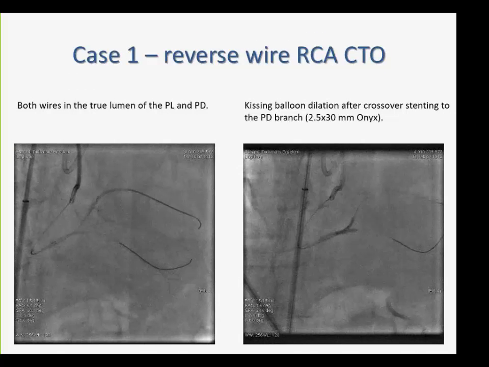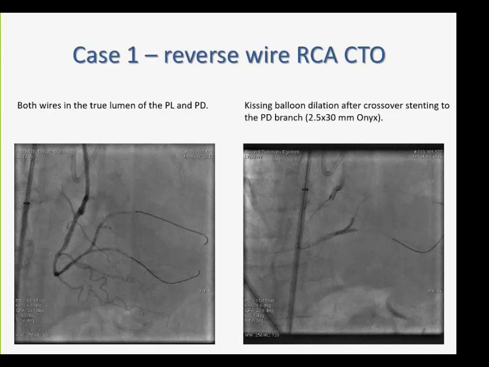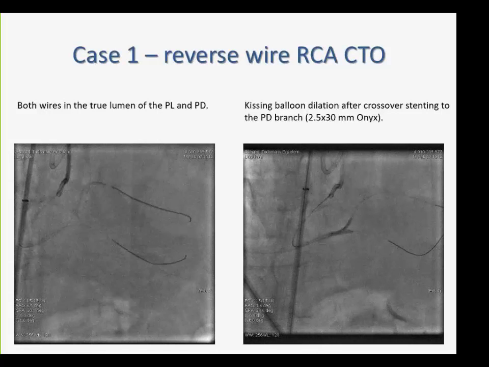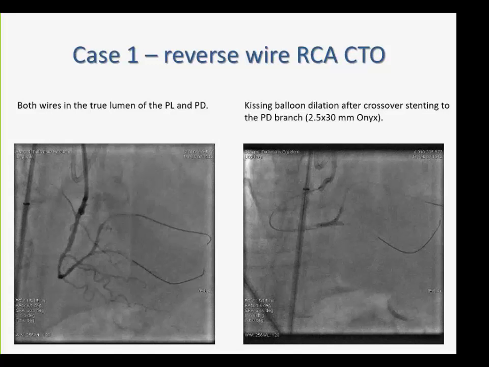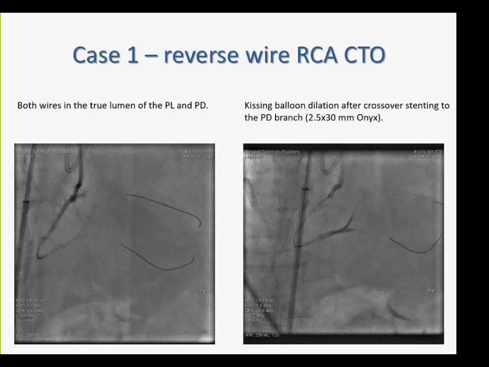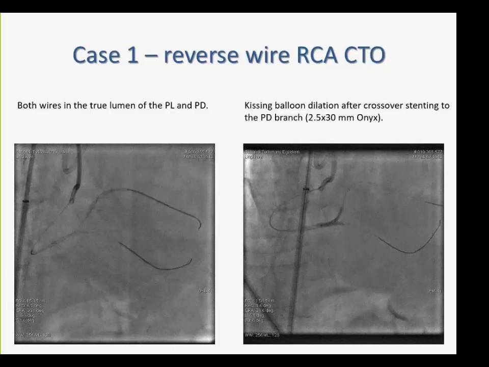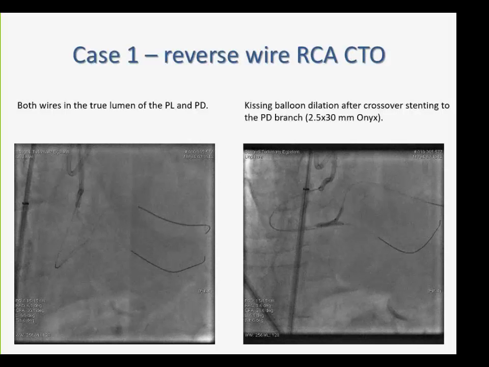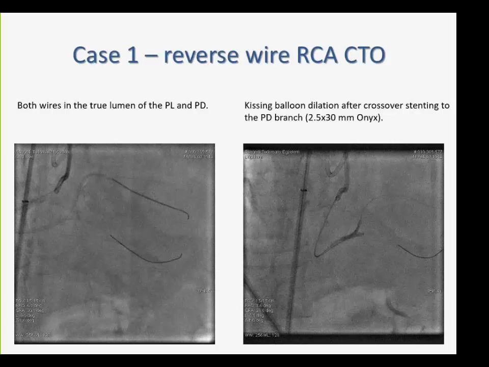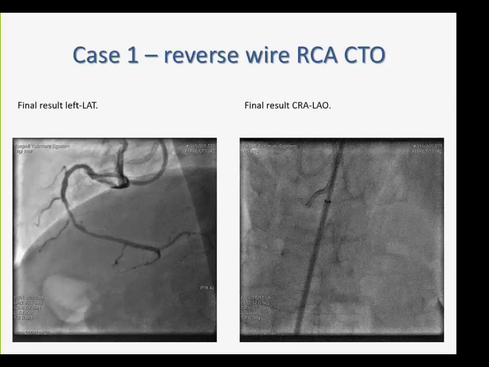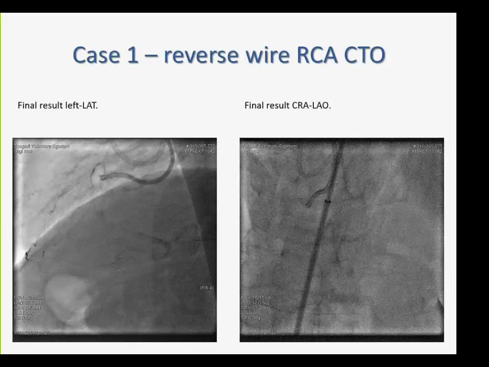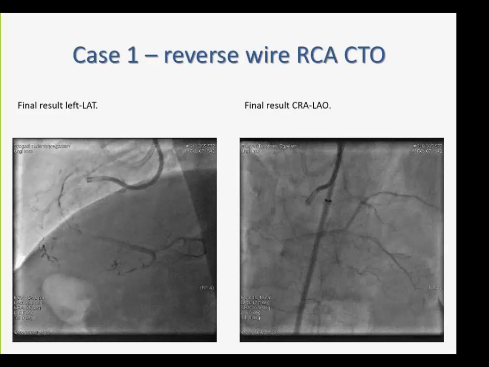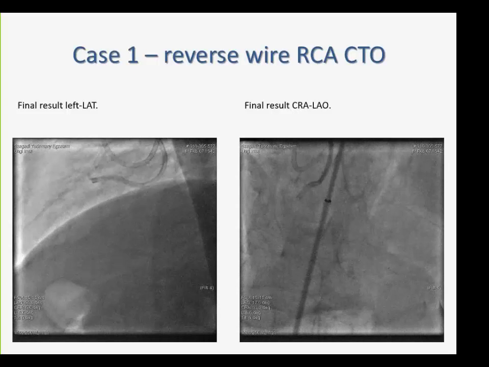After some gentle predilation, it seemed that there is no big dissection, no contrast residual. So we finally stented the vessel crossover from the distal right coronary to the PD, and we kept the jailed wire in the PL. After kissing balloon inflation, we got a nice bifurcation with one stent, so with a provisional T-stent technique.